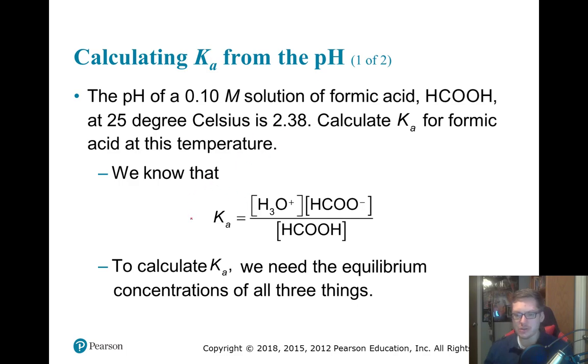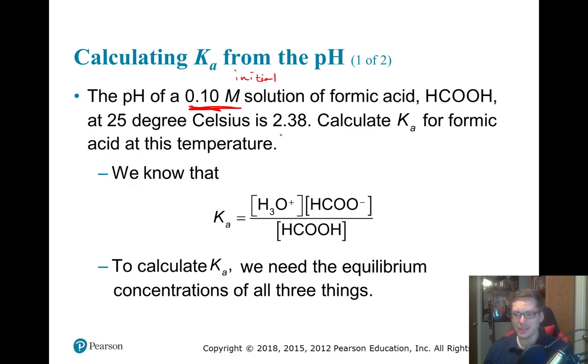So here's our equilibrium expression for this reaction. It says the pH of a 0.1 molar solution of formic acid at 25 degrees is 2.38. Calculate Ka for the formic acid at this temperature. We've got Ka, here's our H3O+, here's our formate anion and our formic acid. This 0.1 molar is our initial concentration of the formic acid.